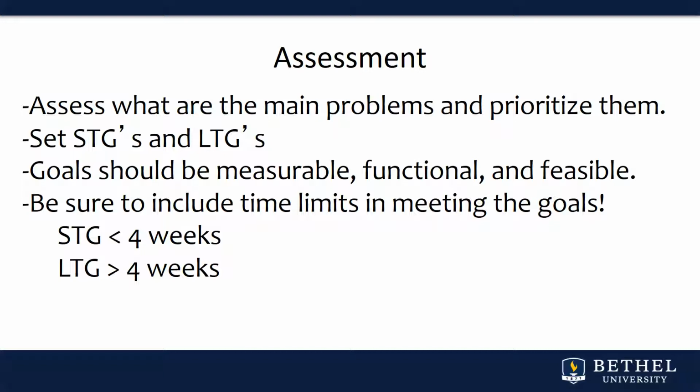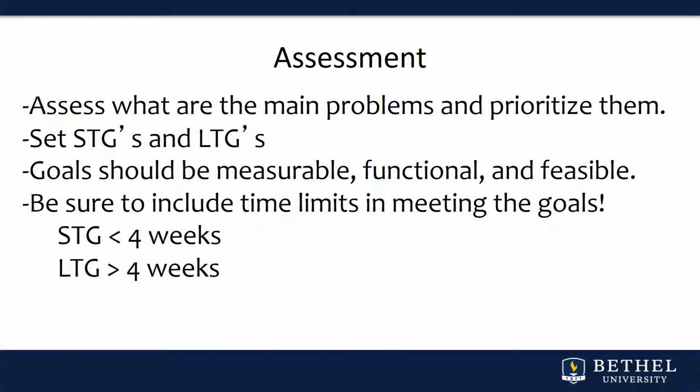For the A section, which is assessment, we'll start off with mentally assessing what the main problems are and prioritizing them. Based on our findings, then we're going to set some goals. STGs are short-term goals and LTGs are long-term goals. All of our goals should be measurable, functional, and feasible. So to make a goal measurable, instead of stating decrease pain, you would more objectively write decrease pain from a 5 out of 10 to a 3 out of 10.